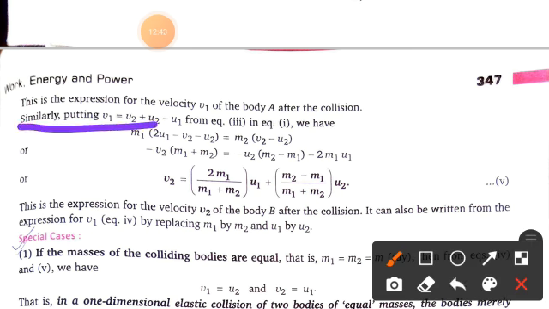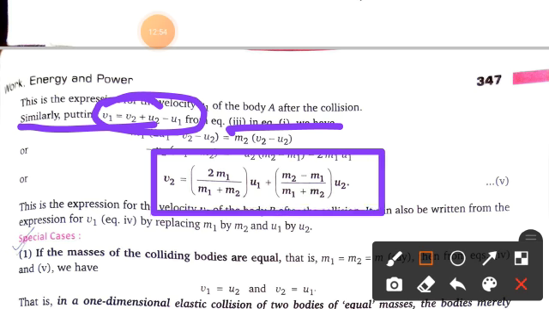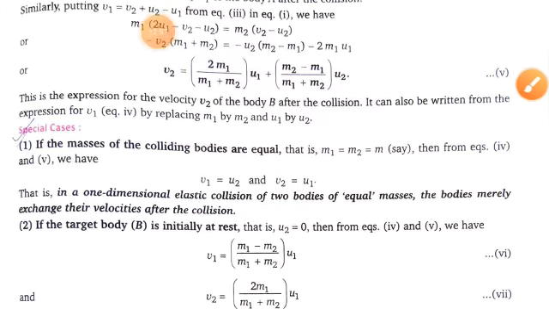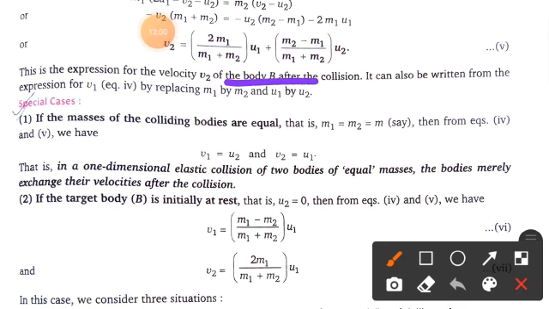Similarly, if you put v1 in equation 3 and from equation 3 in equation 1, you can see this is velocity v2. Clear? This is the expression for the velocity v2 of body B after collision. It can also be written from the expression for v1 in equation 4 by replacing m1 with m2 and u1 with u2. There are a few special cases given here.